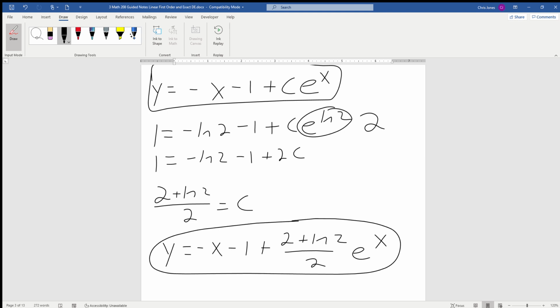Of course, if you don't trust the answer, you can always graph it. All right, and then you want to make sure that it does meet the same conditions on the curve, on the slope field, excuse me, as the particular solution would suggest.